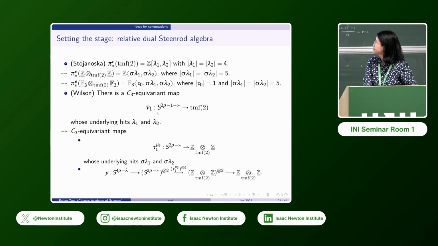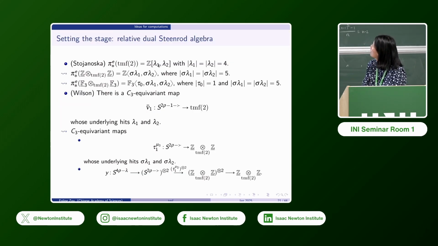Okay, so now first step: what's the relative dual Steenrod algebra, or what's the Hopf algebroid pair that I promised to you? Let's deduce that. So in Vesna's paper, she gave the non-equivariant homotopy group of TMF2.